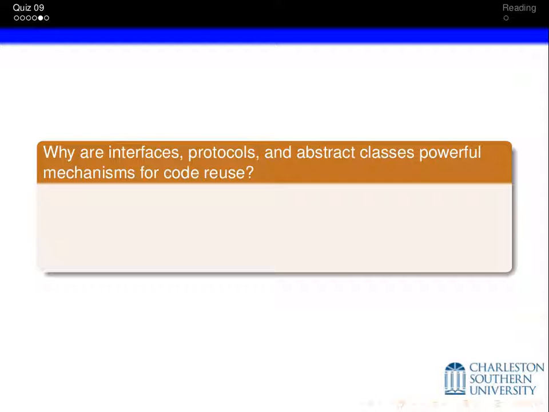But specifically for reuse, if you've got a parent class, you don't have to retype all of those methods in your child class. So you're saving a lot of time not typing extra code. Right, so saving time. How about protocols?